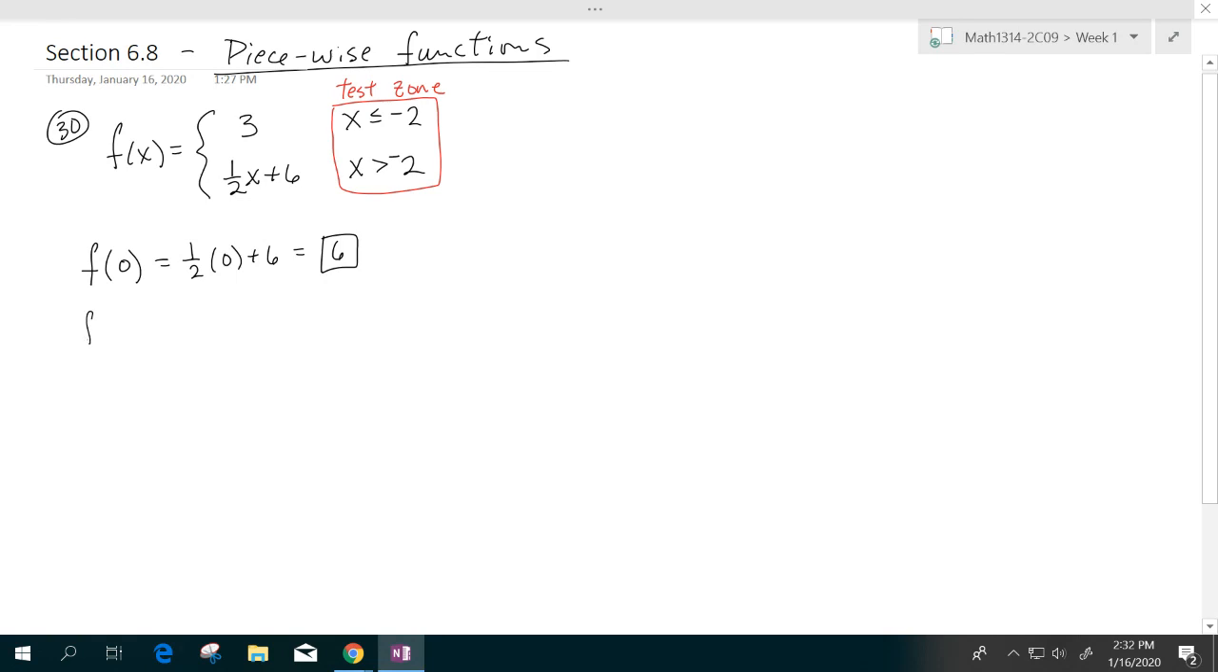Let's do another one. How about f of 1? Again, because 1 is greater than negative 2. And let's see, that's going to be a half plus 6, which is 6.5. A half plus 6, 6.5.